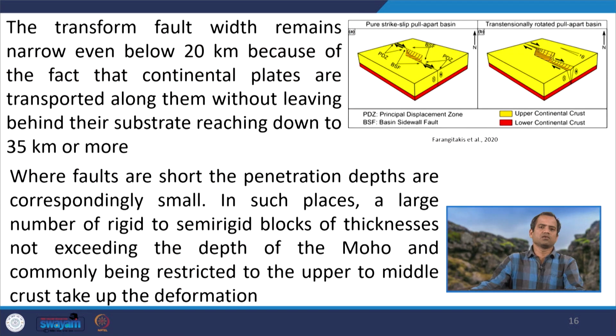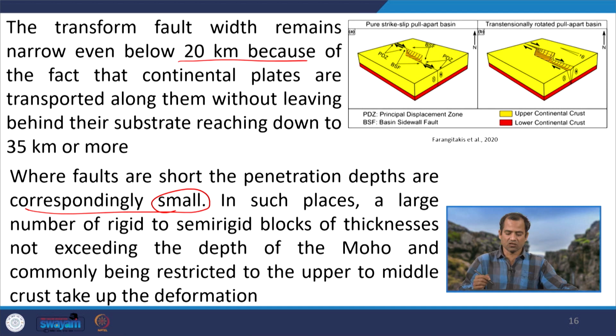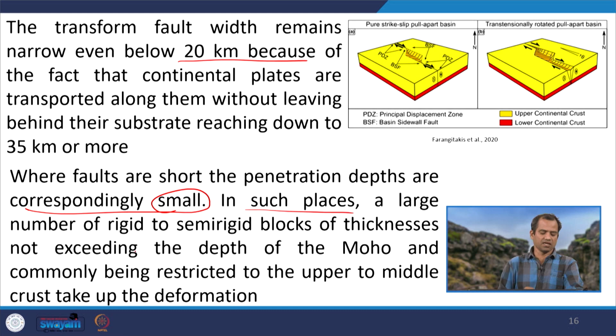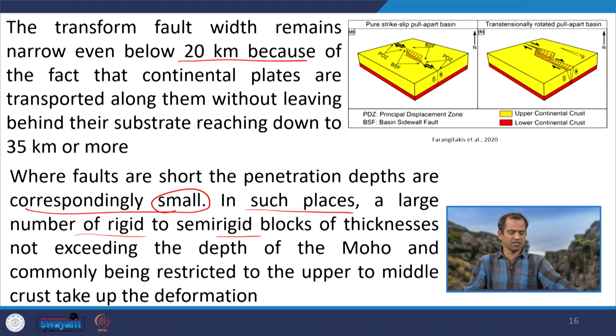So, the transform fault width remains narrow even below 20 kilometers because the continental plates are transported along them without leaving behind their substrate reaching down to 35 kilometers or more. Where these faults are short, the penetration depths are also small. So, it is proportional. A short transform fault has a very small depth component. In such cases, a large number of rigid, semi-rigid blocks of thickness not exceeding the depth of the Moho, and commonly restricted to the upper to middle crust, take up the deformation.